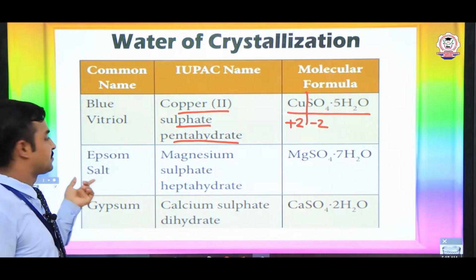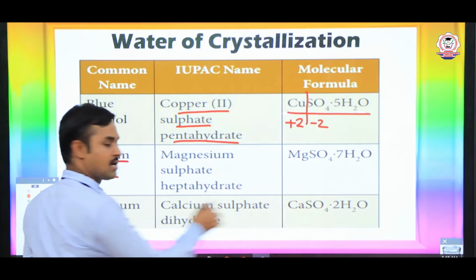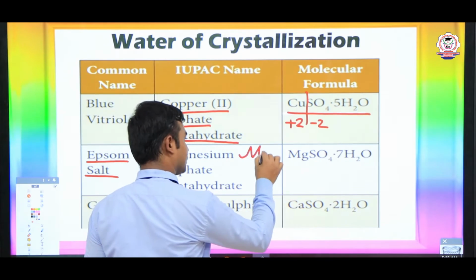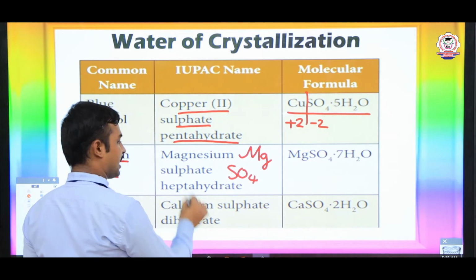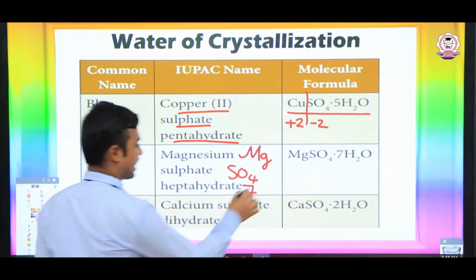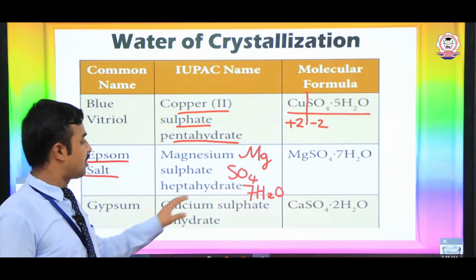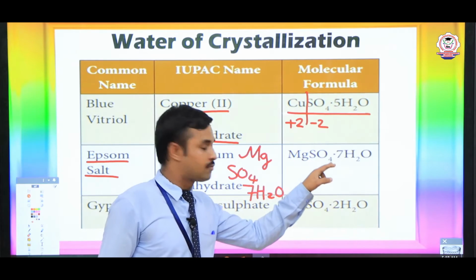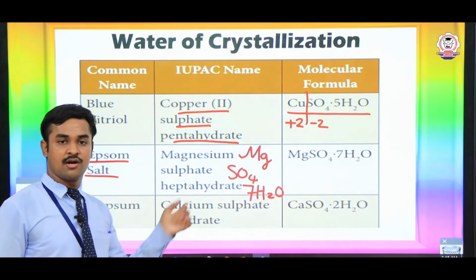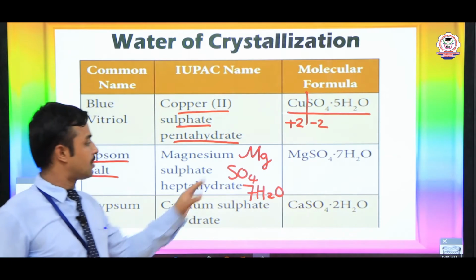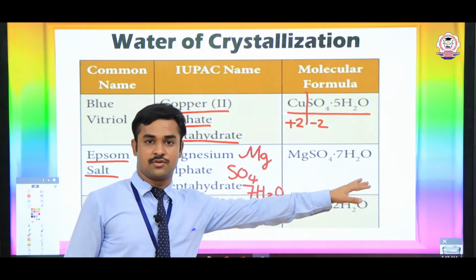Next, Epsom salt. Epsom salt is nothing but magnesium sulfate heptahydrate. The magnesium symbol is Mg, sulfate is SO4, hepta means 7 and hydrate means H2O. So magnesium sulfate heptahydrate has the formula MgSO4·7H2O. These also have the property of absorbing water molecules. Magnesium sulfate generally absorbs 7 water molecules.